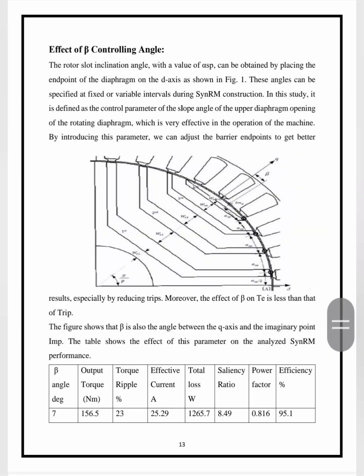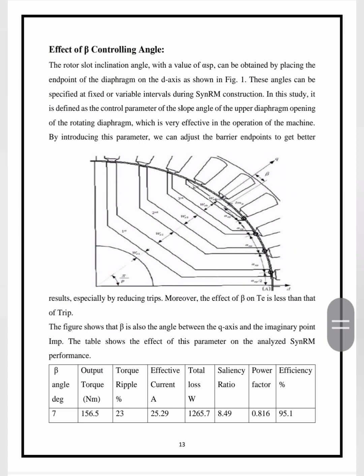Now, the effect of the beta controlling angle, which we also call the inclination angle of the rotor slot. It has the value of ASP, which can be obtained by placing the end point of the diaphragm on the D axis, as we can see in the figure. These angles can be specified at fixed or variable intervals when we construct and fabricate the SINRM. In this study, it is defined as a control parameter of the slope angle of the upper diaphragm opening of the rotating diaphragm, which is very effective in the operation of the machine.